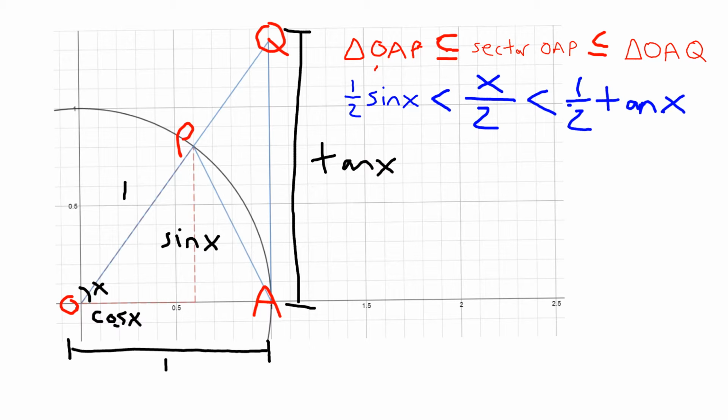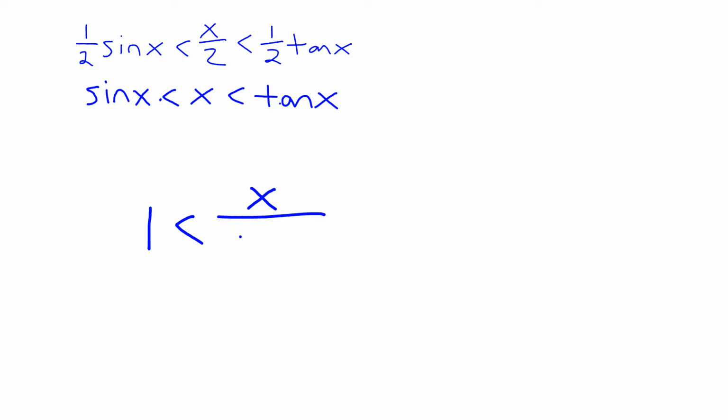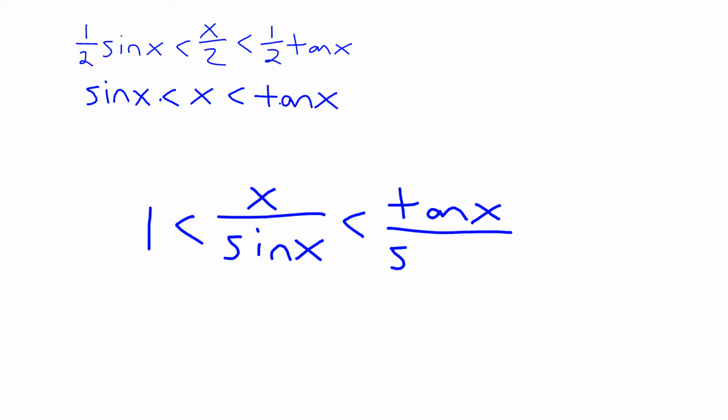Now let's take this inequality and simplify it a little bit. Okay, so we're going to start with the same inequality, and notice immediately that each term has a 1/2, so we could go ahead and multiply everything by 2. And now let's divide every term by sine of x. So if we do this, we should end up with 1 is less than x over sine of x is less than tangent x over sine of x. But tangent is sine over cosine, so that means this is 1 over cosine.